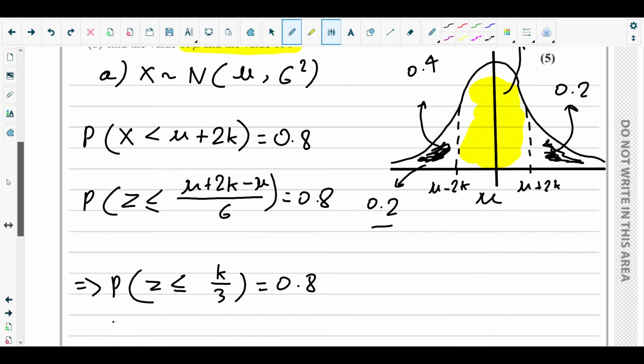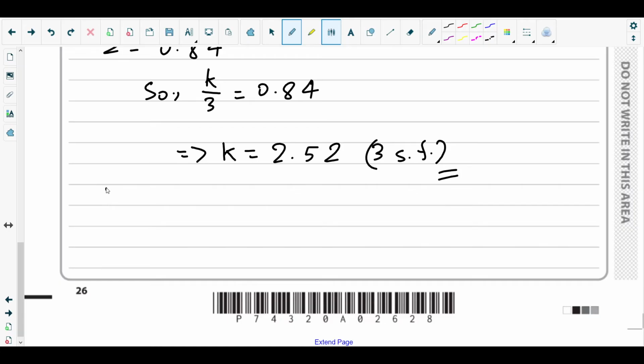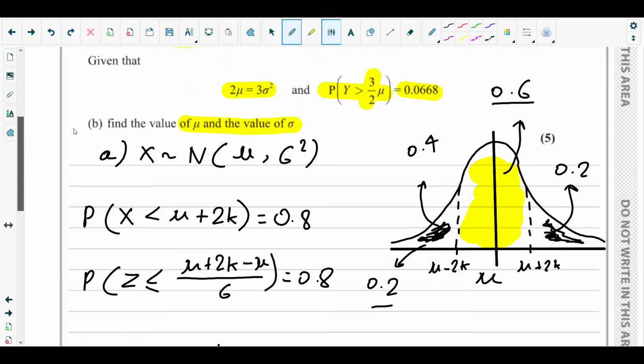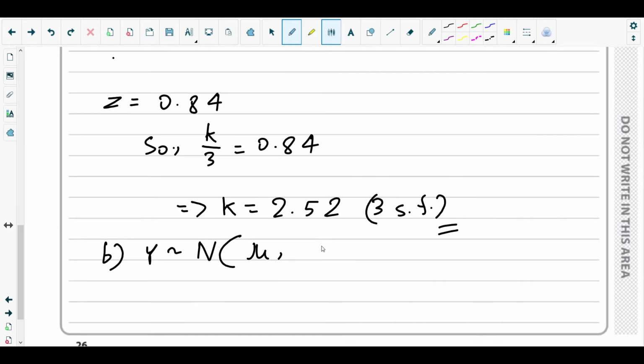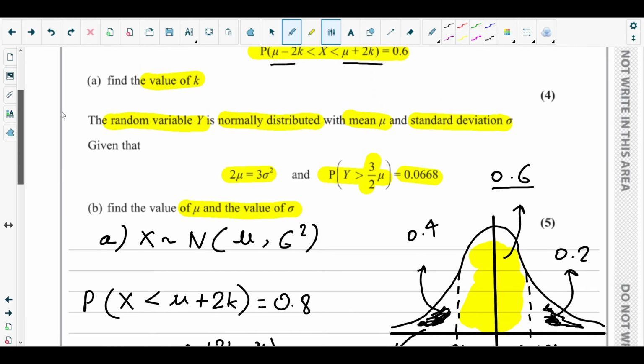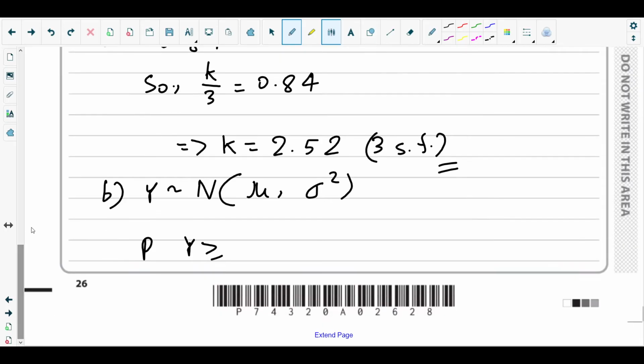So consider the distribution of y. Y is distributed normally with mean mu, and sigma squared is the variance. Sigma is the standard deviation, so sigma squared is the variance, right? Now they have given the probability of y greater than or equal to 3 over 2 mu, and this is equal to how much?